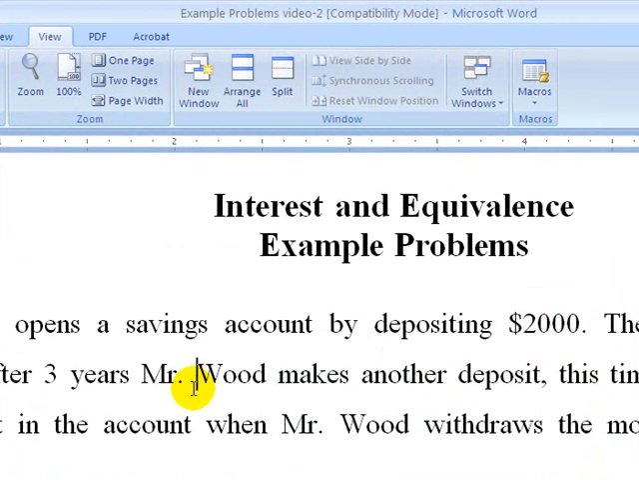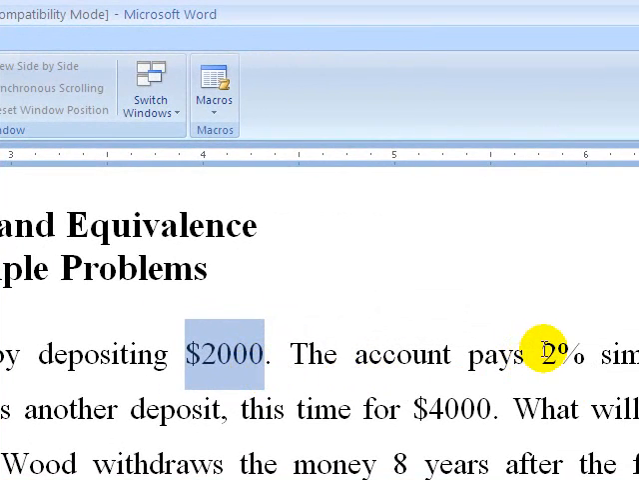Compound interest is exactly the opposite. In compound interest, the $2,000 that was deposited in year 1, and the $40 interest which got added after the first year, that interest gets reinvested. So from the second year onwards, Mr. Wood will start getting interest on more. At the end of year 1, Mr. Wood will have $2,040 in his account, and he will start getting interest on the $2,040 in case of compound interest.